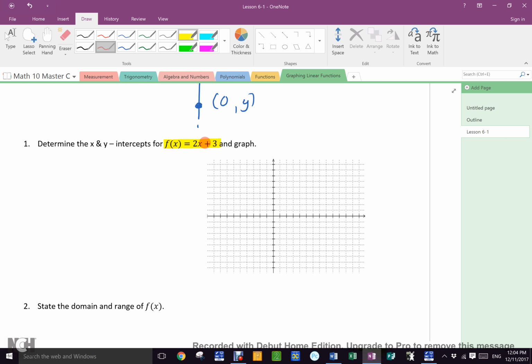What's missing? There's no y, is there, Tavleen? But there is a y, isn't there? Because the y's are the output, yeah? So which of that is output? Is it the f of x or is it the x? The f of x is the output. So I can rewrite this as y equals 2x plus 3, correct?